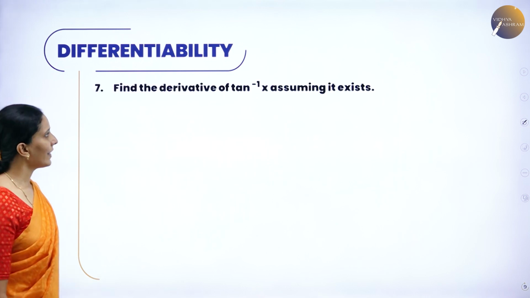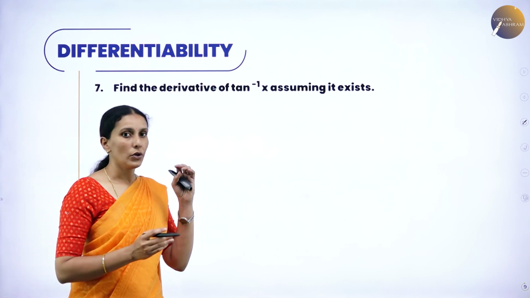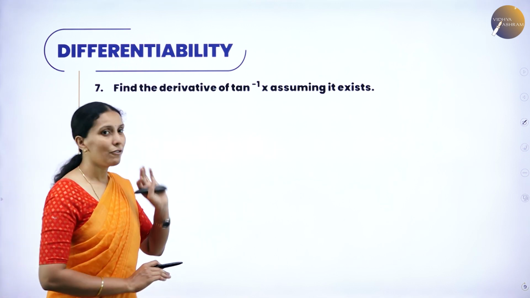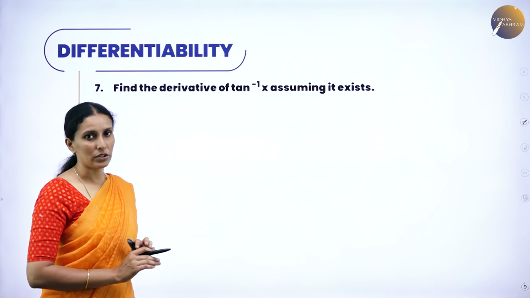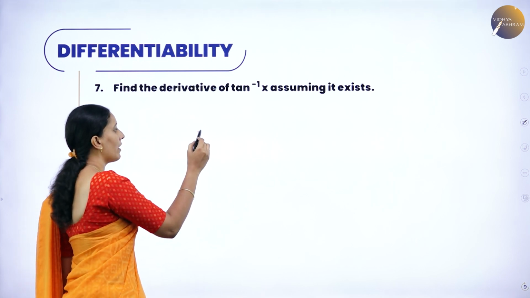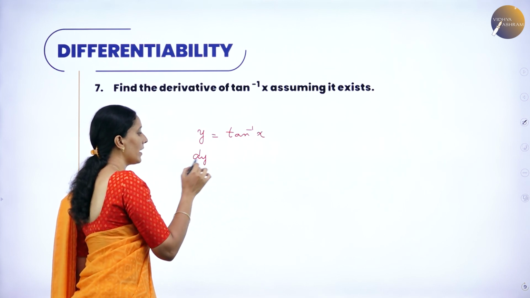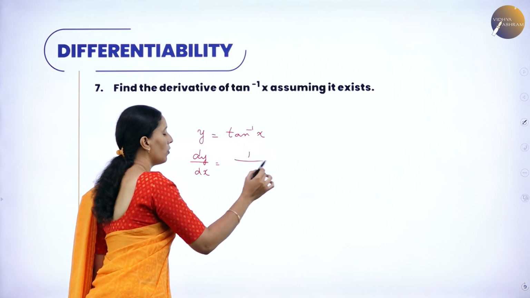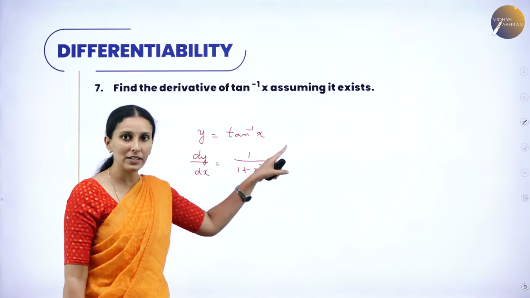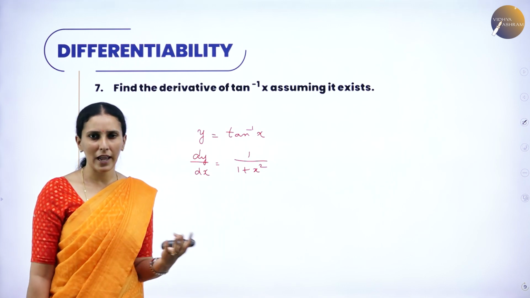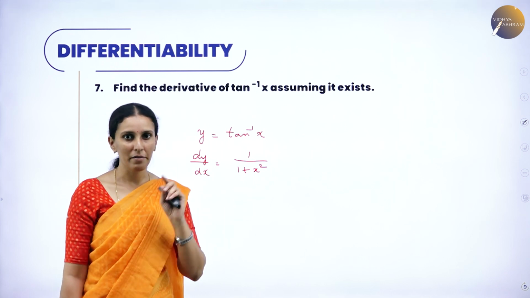Next, find the derivative of tan inverse x assuming it exists. So I have already told you, no need to prove the derivative of any inverse trigonometric function. Just learn the standard answers for this. So we write if y is equal to tan inverse x, then dy by dx is 1 over 1 plus x square. So this is the standard derivative of tan inverse function. In the similar way, they can ask you for sine inverse, secant inverse x. Just learn the derivatives and write directly dy by dx for 1 mark question.